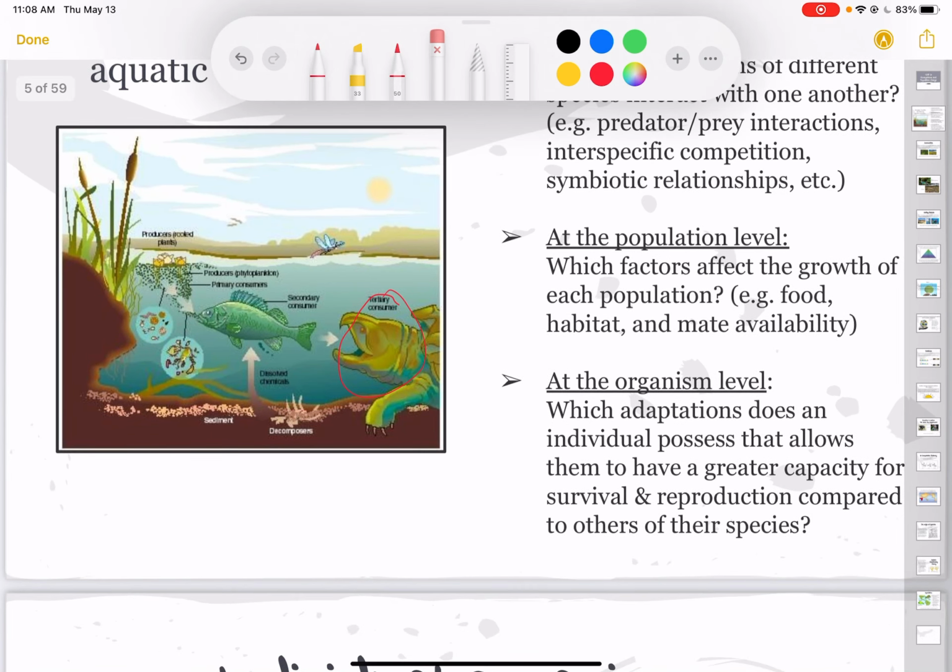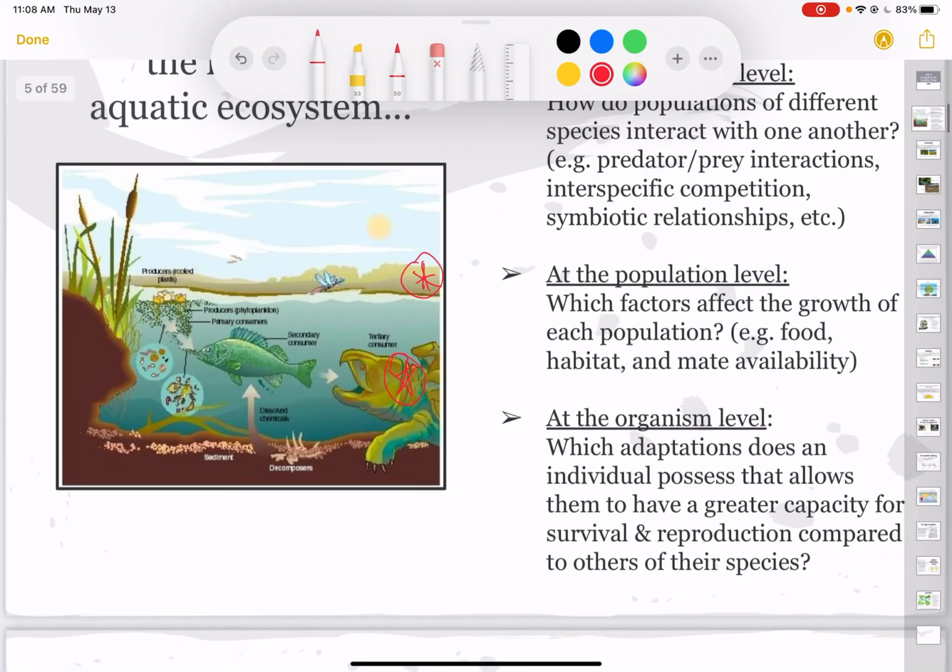Then at an organism level, which adaptations does the individual possess that allow them to have a greater capacity for survival and reproduction compared to others? So how is this turtle better than the next turtle that lives over here? How is this turtle going to survive over this one? When we're looking at that, we've got to look at an organism level. What is specific about that turtle that helps it to survive? Okay, so I'm going to stop there because I've got to go, but I will come back to this in a bit.